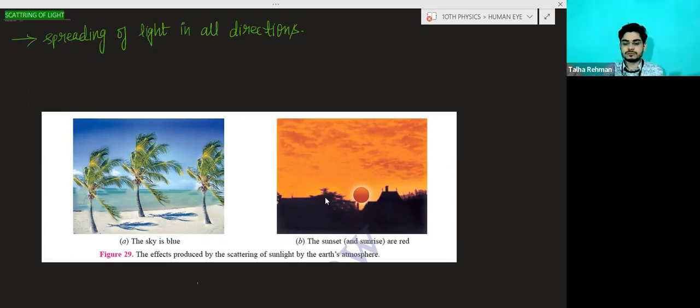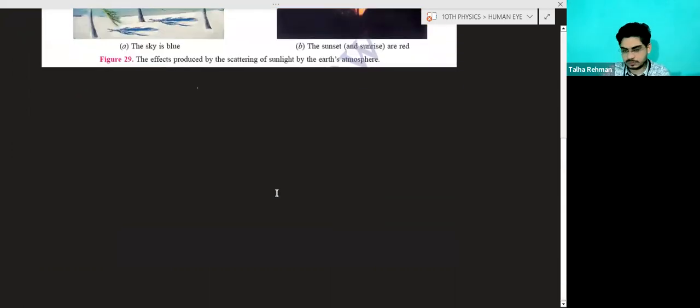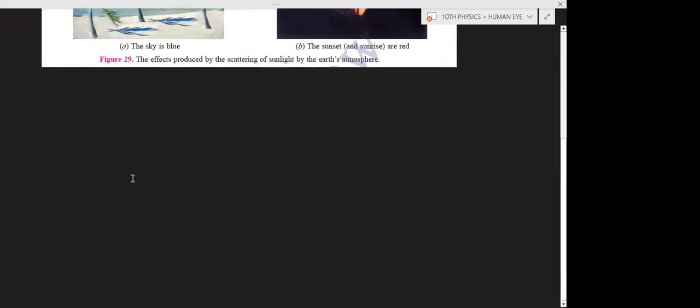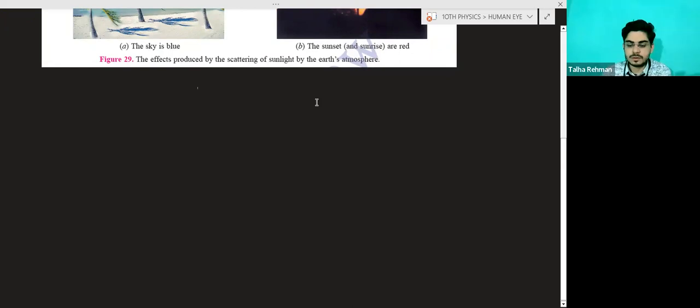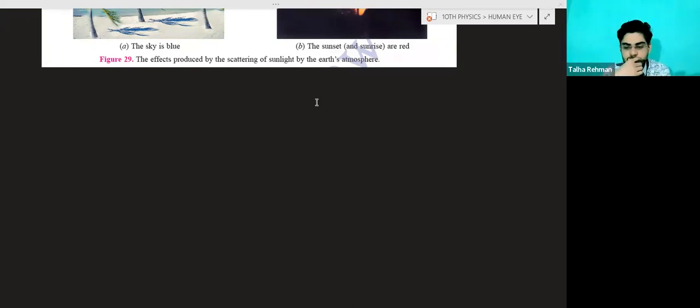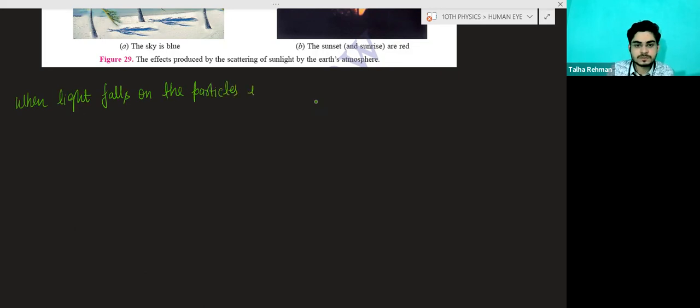Okay, so you can write: when light falls on the particles in its path, then light spreads in all possible directions.